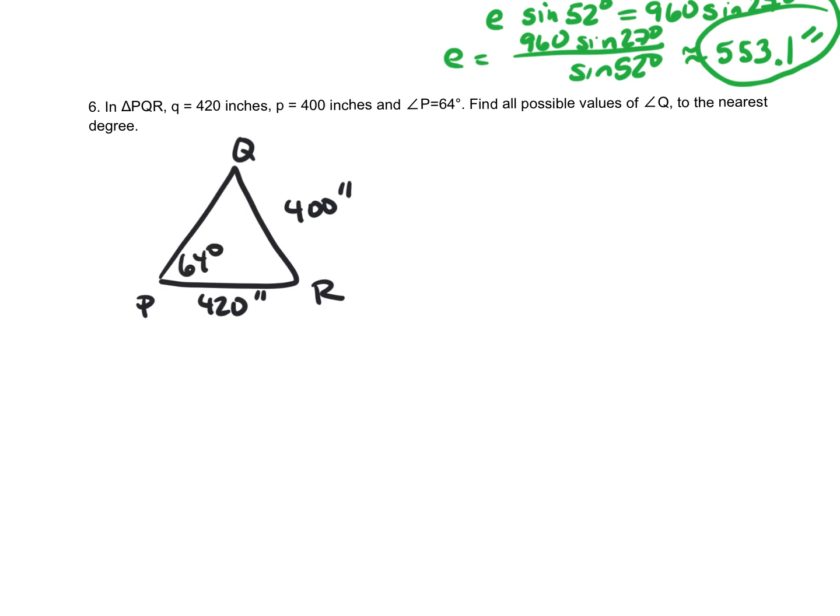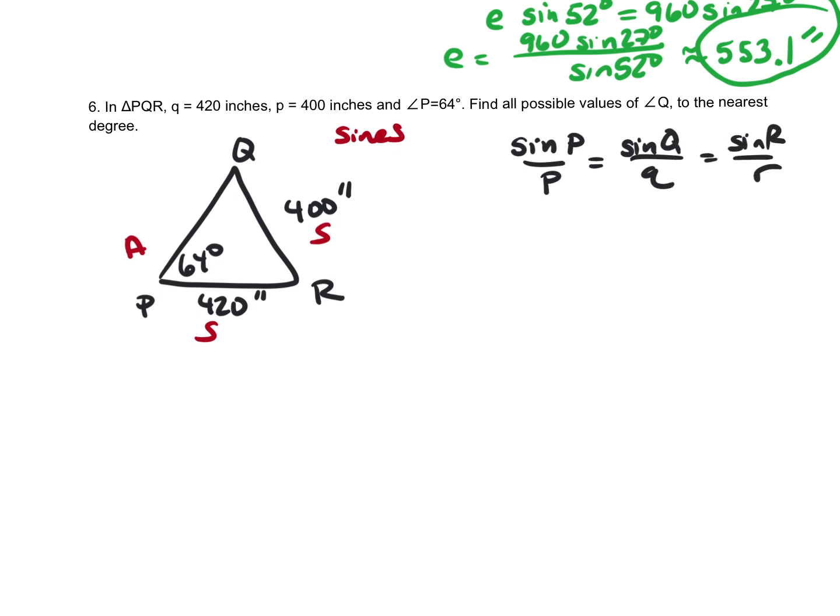Okay? So we have a side and an angle, and the angle is not between these two sides. Since it's not between them, we're going to have to use the law of sines. But unfortunately, it's the law of sines where you could have a second solution. So this is sine of P over p equals sine of Q over q equals sine of R over r. I don't know angle R and I don't know side r, so I'm definitely not going to use this one. I'm just going to use the other two.